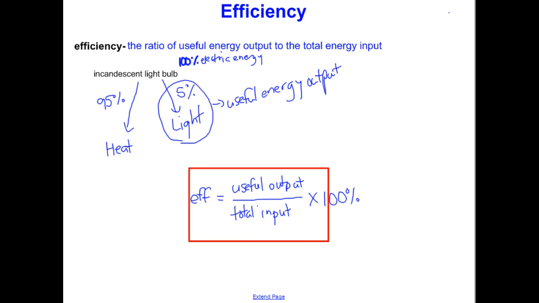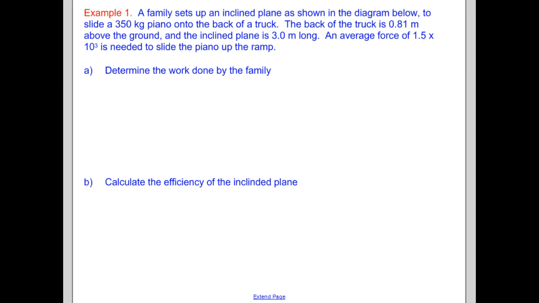So we'll look at one example, and this is a pretty involved example, and you'll see examples like this in the future. So pay close attention and try to follow along here. A family sets up an inclined plane as shown in the diagram below. I don't have a diagram here for you, but we're going to make one. If we have an inclined plane, let's say it looks like this, to slide a piano up into the back of a truck. So let's just say here's the back of our truck, here's the inclined plane, and we need to slide a piano up this ramp.